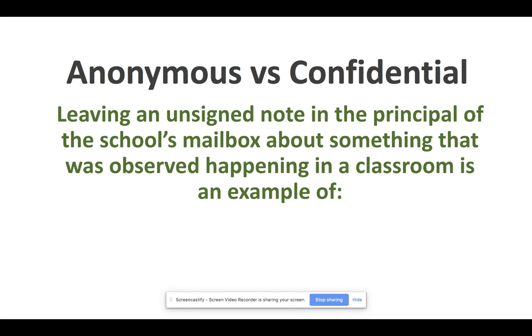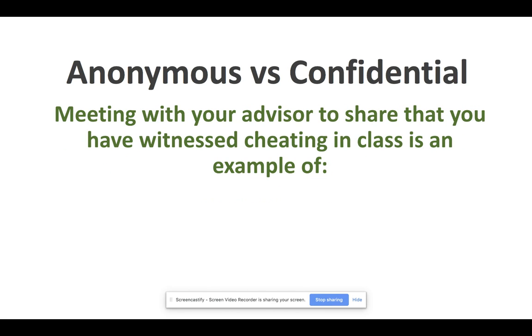So the first one, if you're leaving an unsigned note to the principal of the school's mailbox about something that was observed happening in a classroom, this would be an example of anonymous or confidential. Just write your answer in this presentation. Meeting with your advisor to share that you have witnessed cheating in a class is an example of anonymous or confidential.